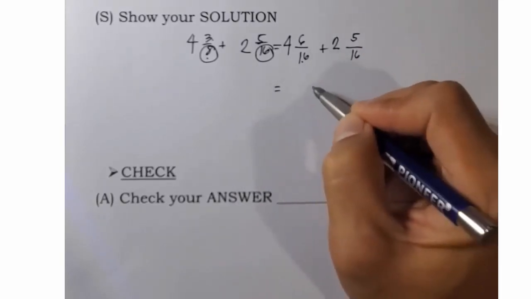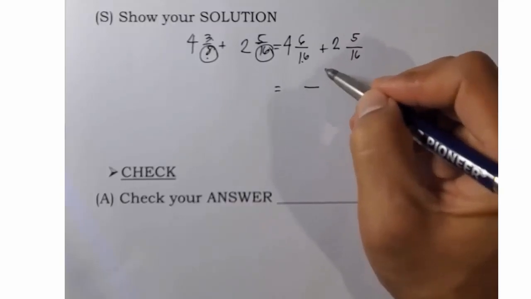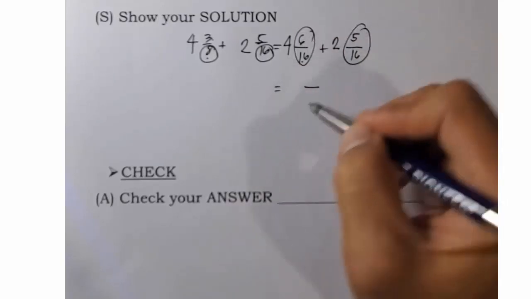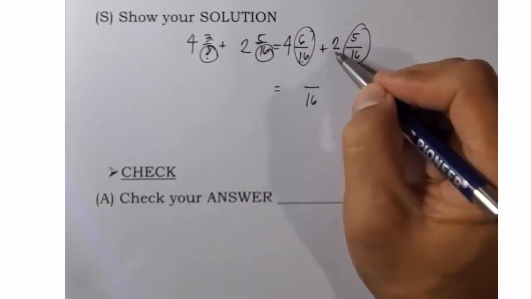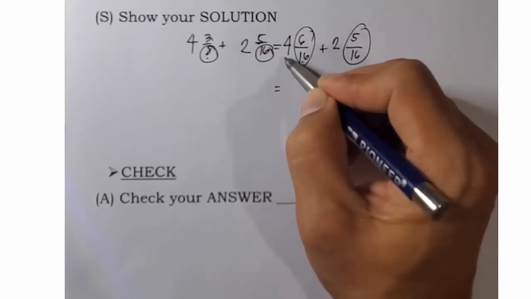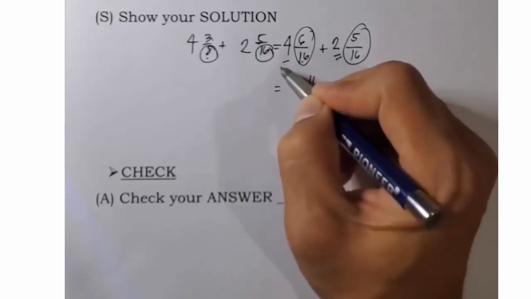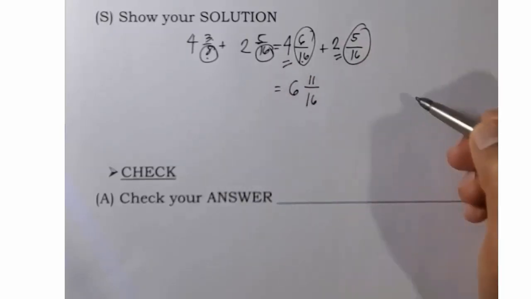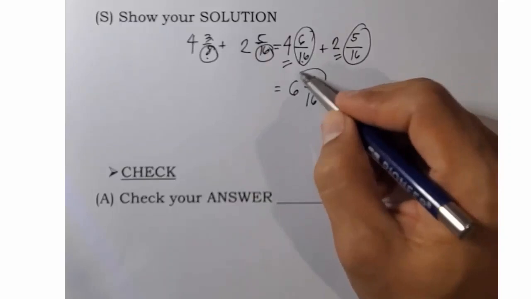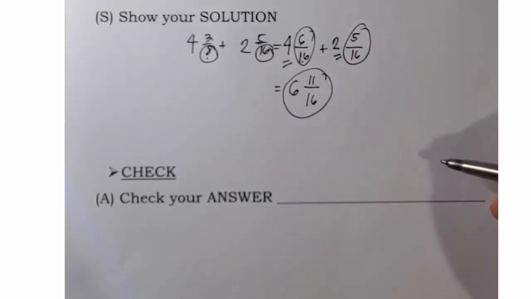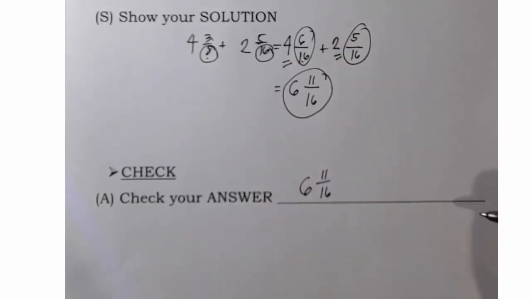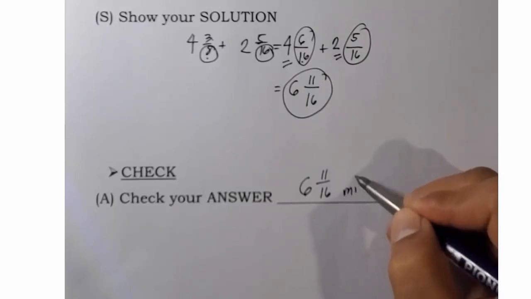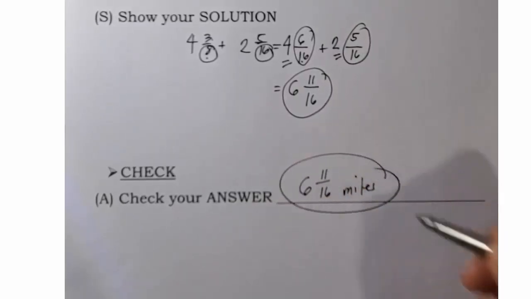Now, if you will add these numbers, you start with the fraction first. Copy the common denominator 16, then add the numerators. 6 plus 5 is equal to 11. Then you also add the whole numbers 2 and 4, which is equal to 6. Now, this mixed number is already in its simplest form. So that's already our final answer, 6 and 11/16. Then, of course, do not forget the unit, miles.